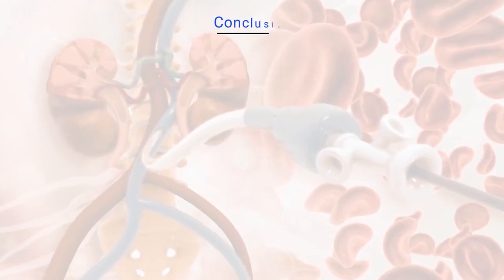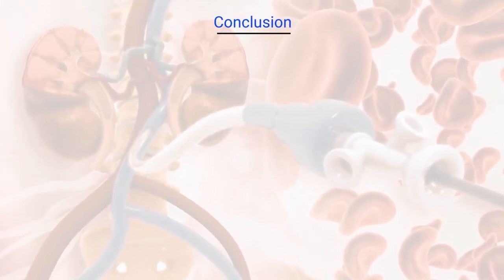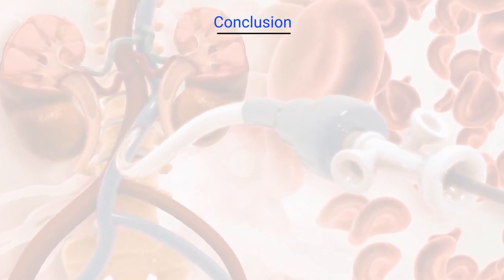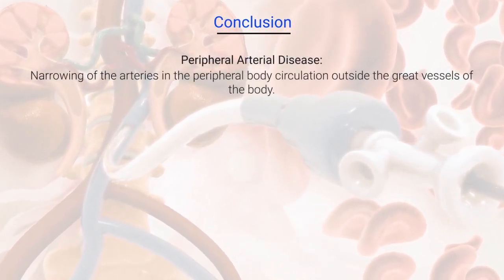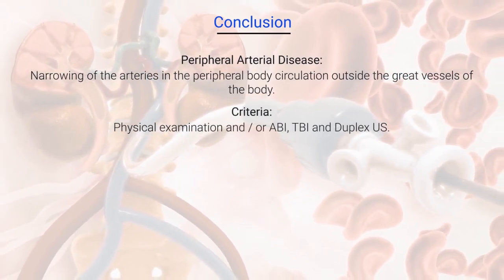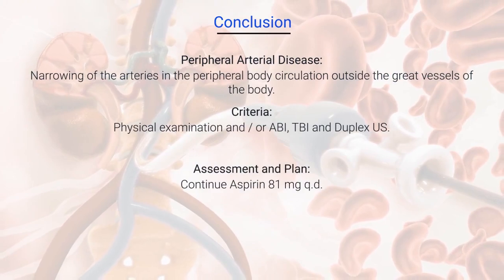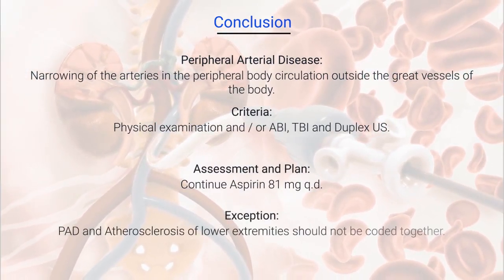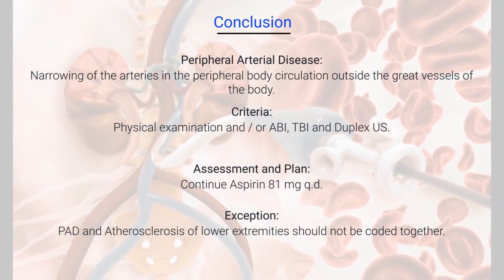We have reached the end of our short refresher course on vascular disease, peripheral arterial disease. We gave you a short introduction to the disease, reviewed the criteria for its documentation, discussed the assessment and plan for PAD, and finally noted the exceptions when it comes to the coding of peripheral artery disease.